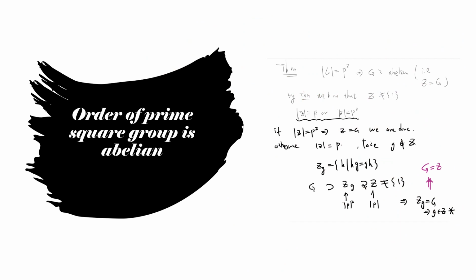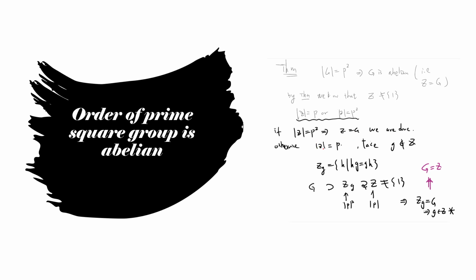Okay. This is a very interesting theorem, which we will prove now. The order of a prime square group is abelian, right? So the theorem says that if the order of G is p squared, where p is prime, then G must be abelian. Okay, and the proof is very easy, right? We know that the center is non-trivial, but G has order p squared, right? So the center is also a normal subgroup, so also a subgroup. So there are two cases: Z has order p or Z has order p squared. If Z has order p squared, then that means everything commutes with everything, right? So the center will be the whole group G. So we have that, right?